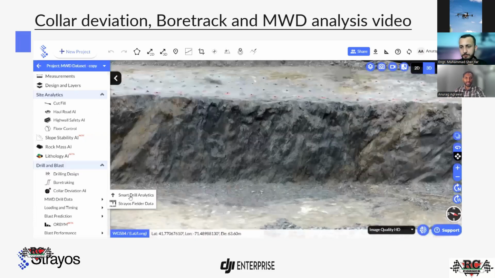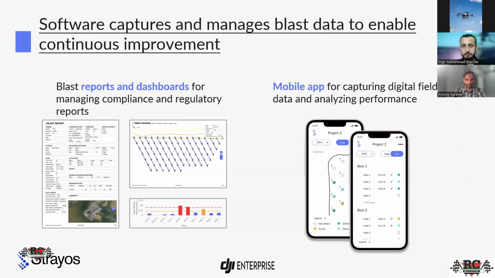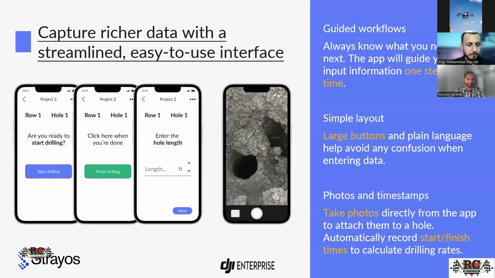Other than that, we also have a mobile application, which is the Strayos filter application. We call it a drill data management application. So you can synchronize your web application data into the mobile application. And again, after entering all the real drill data, you can resynchronize from the mobile application to the web application. So here you can see, this is the image: row 1, hole 1, where you will start drilling. In this way, you will find the icon in your mobile application. You can enter your hole length data, which is the actual length data.